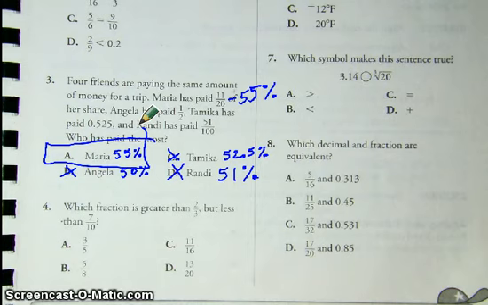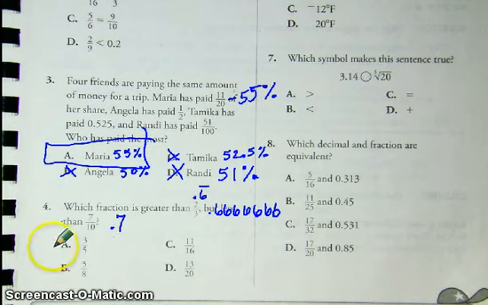Question 4, which fraction is greater than 2/3 but less than 7/10? Okay, so I know that 2/3 is 0.6 repeating, and you can write that as 0.6 with lots of 6's that follow, but less than 7/10, and that is 0.7. So looking for something in between there.